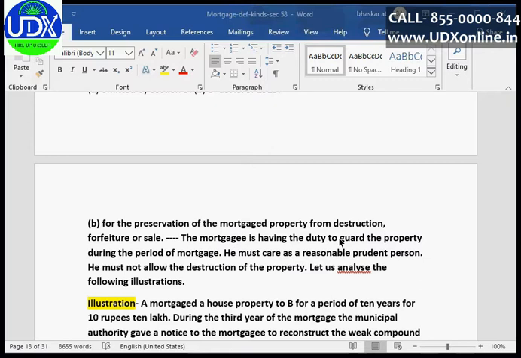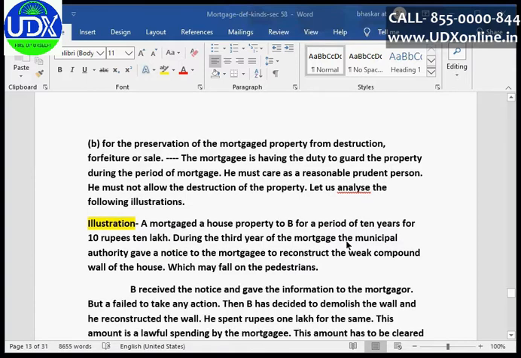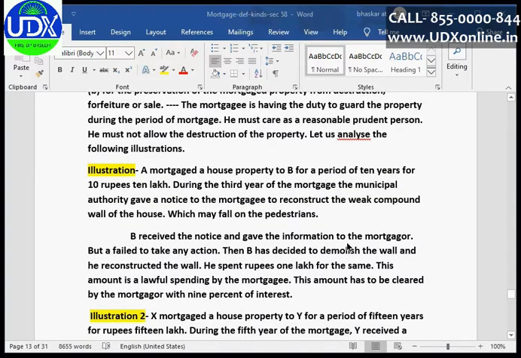It will have its value. There will not be any reduction in its value. So the law says, yes, the mortgagee will get the right to spend the money for the protection of the property. So I'll just recollect one illustration to you.